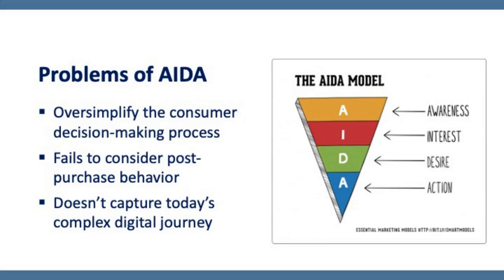linear process. So, for example, okay, I would like you to think about the last time you bought something relatively expensive. For example, a laptop or maybe an iPad. Well, you probably didn't simply become aware of one laptop, become interested, desire it, and buy it. You probably didn't go through this very linear process.